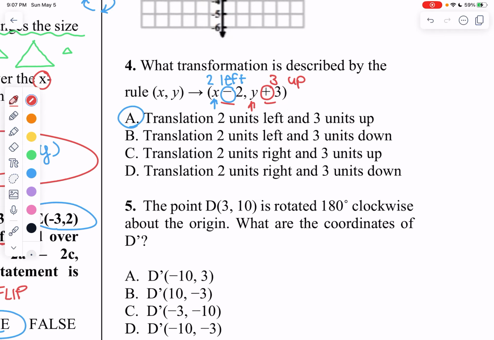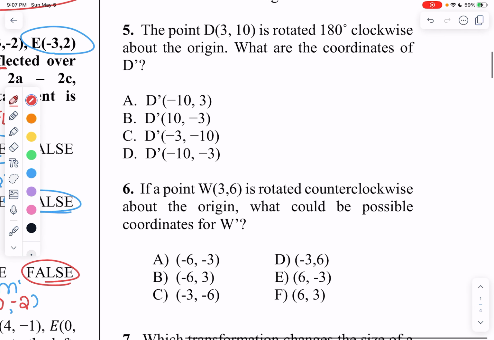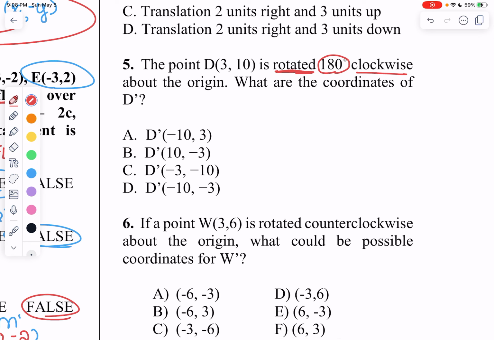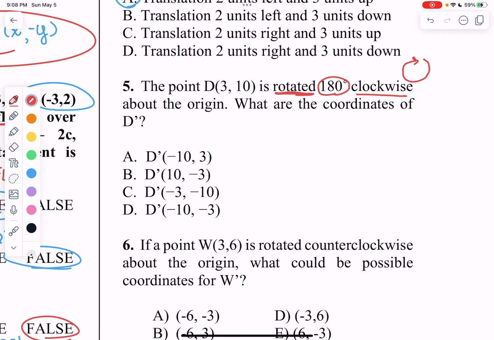All right, moving on to number 5. Number 5 says the point D (3, 10) is rotated 180 degrees clockwise about the origin. Let's think really quickly here about clockwise. Clockwise, like the clock, is when we're turning to the right. 180 degrees, we can think of it like half a circle. It says, what are the coordinates of D prime? I want us to think really quickly.